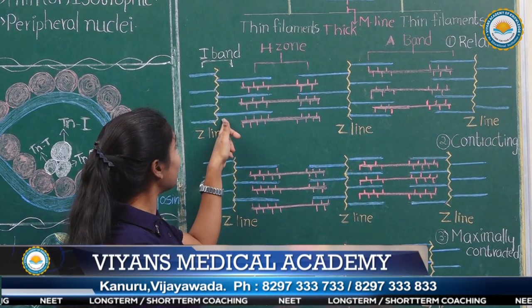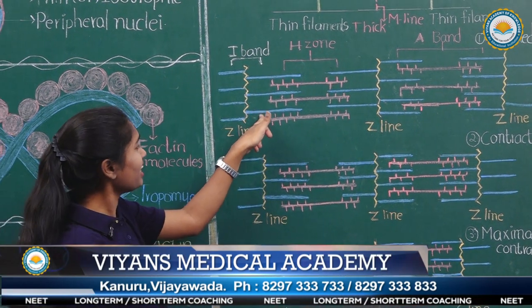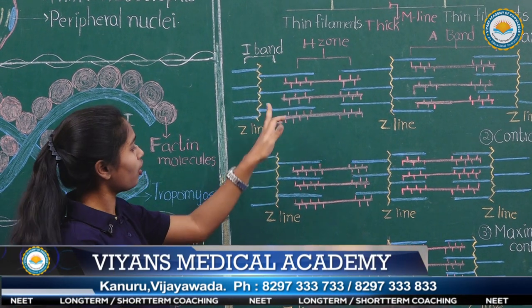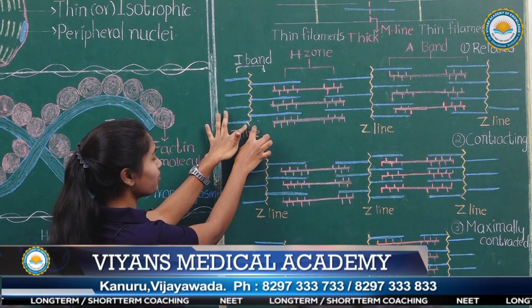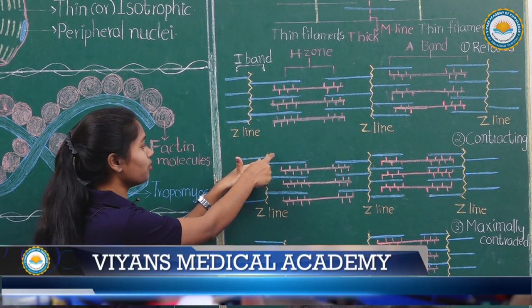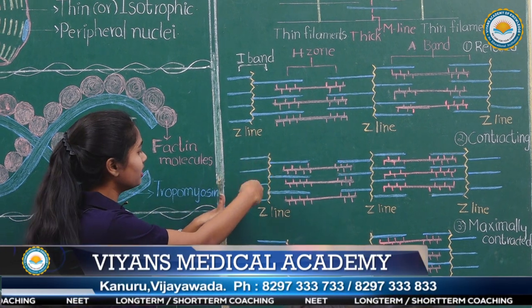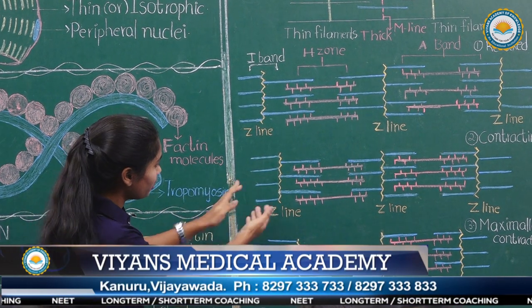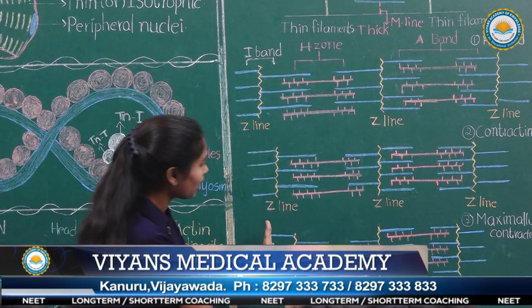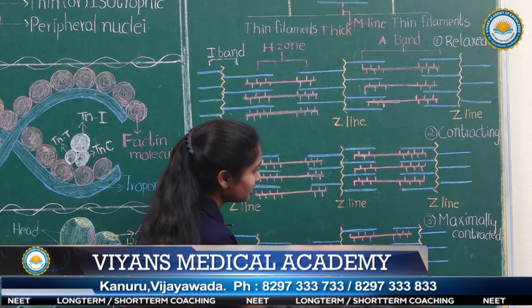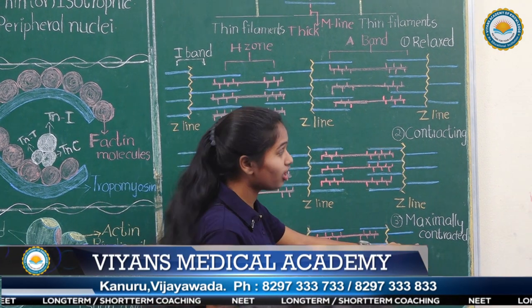Then the Z lines, which are attached to these thin filaments, also come closer. Observe these Z lines. This Z line represents this position, and the position of the Z line has changed. Then, at the last, the Z lines and the thin filaments come very close, and this represents maximally contracted.